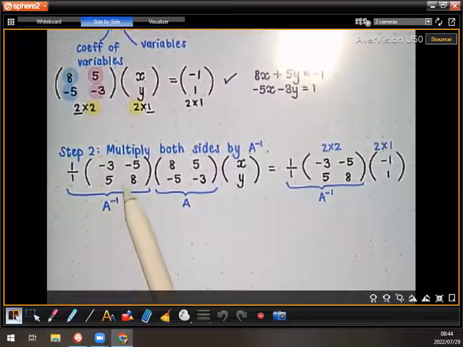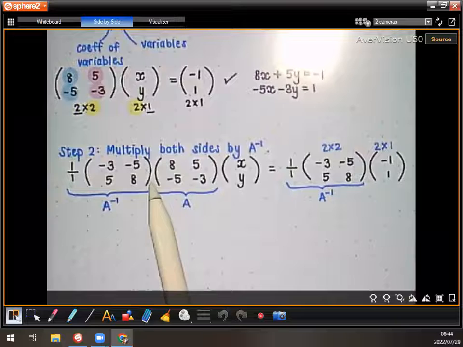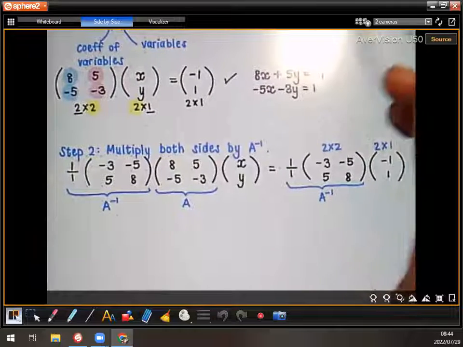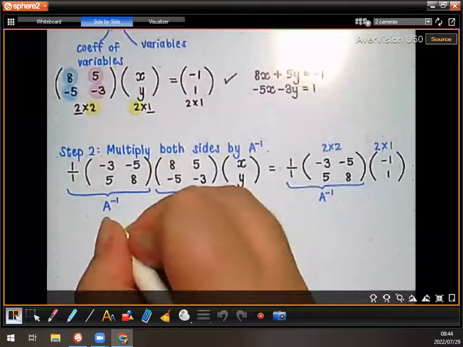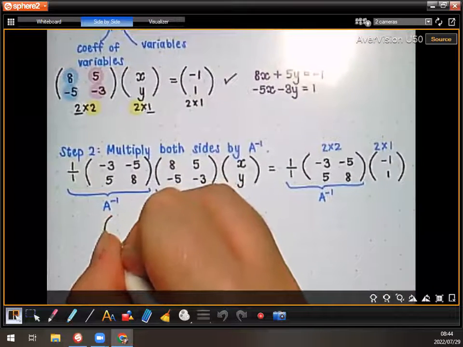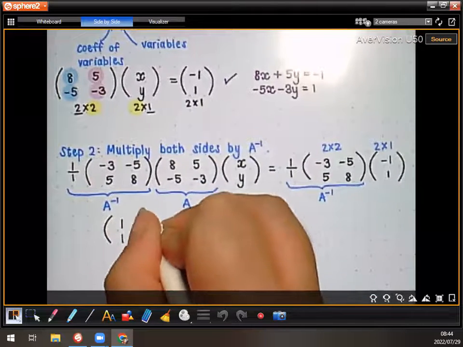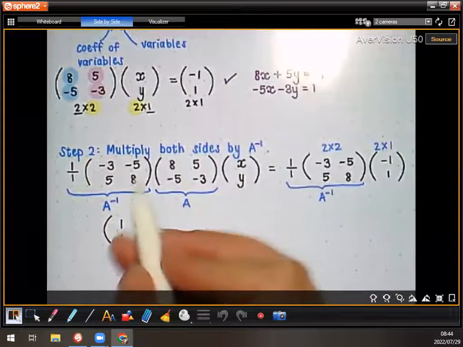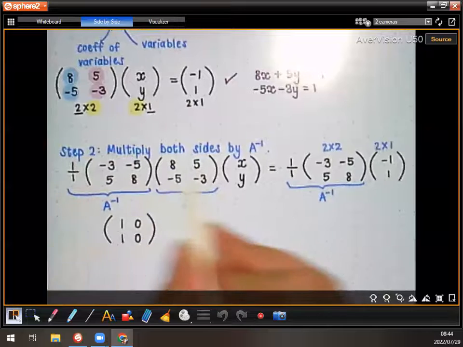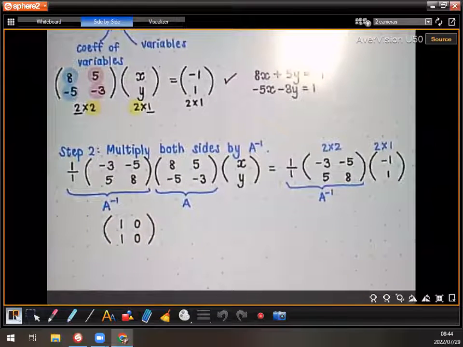Now, guys, what am I going to get? I've said this already, but I'm going to say it again. When you multiply a matrix and its inverse, you get the identity matrix. So this is going to give you 1, 0, 0, 1. That whole product. You don't even have to do it, guys.